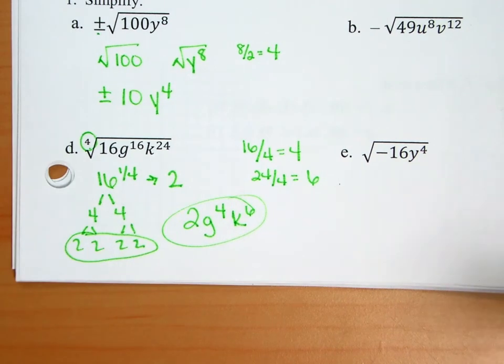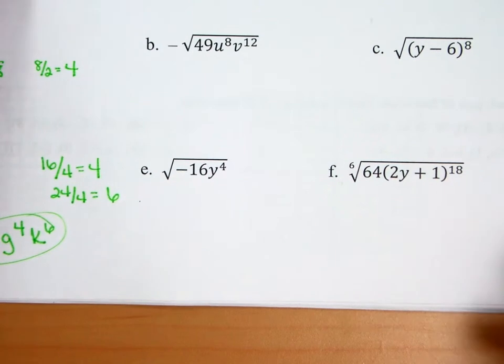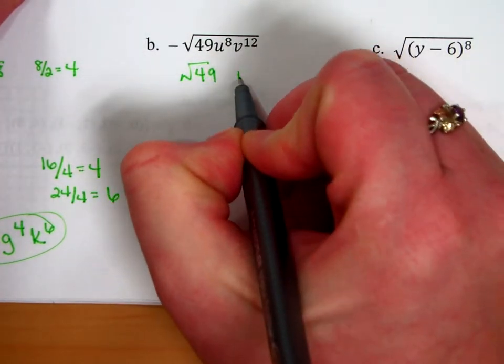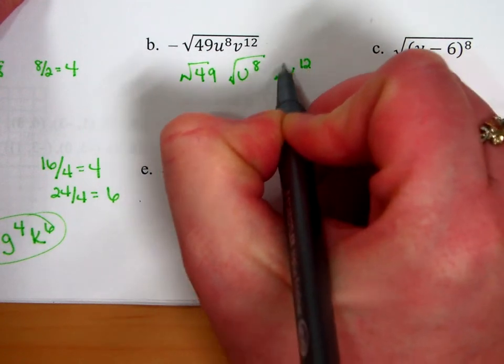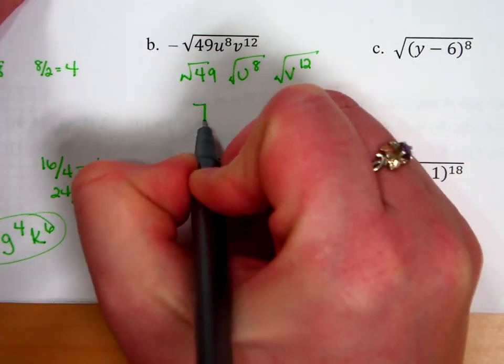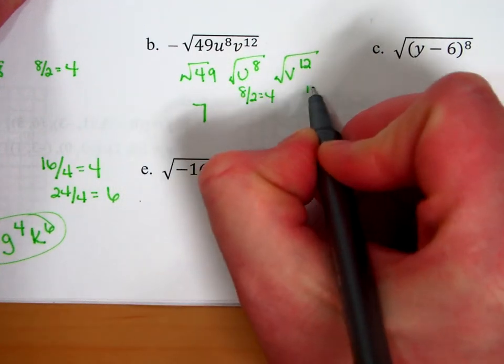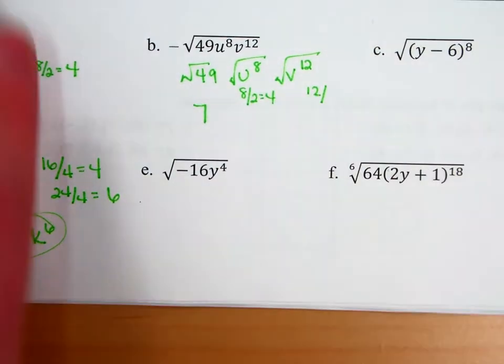All right. Looking at these next two. Square root of 49. U to the 8th. V to the 12th. Okay. 7. 8 divided by 2 equals 4. 12.